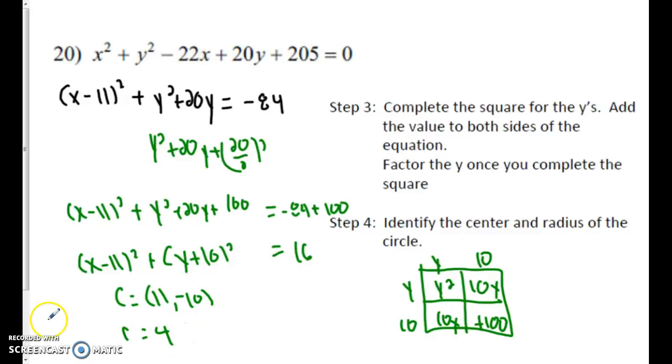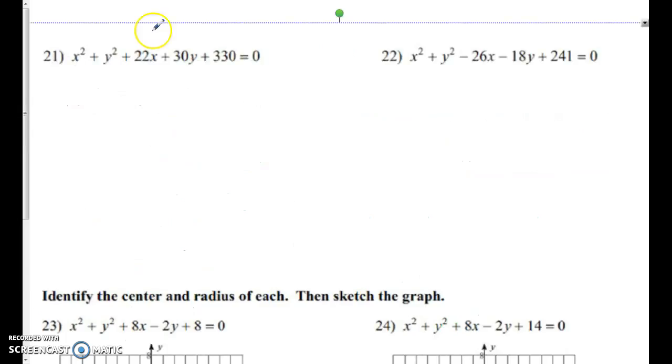What I'm going to ask you guys to do is to finish the next 4 on this, 21, 22, 23, 24, and then I'm going to ask you guys to work on lesson 1 homework. That is due tomorrow. And then I'm going to ask you guys to start working on weekly review number 3. That's due on Friday. Thanks.